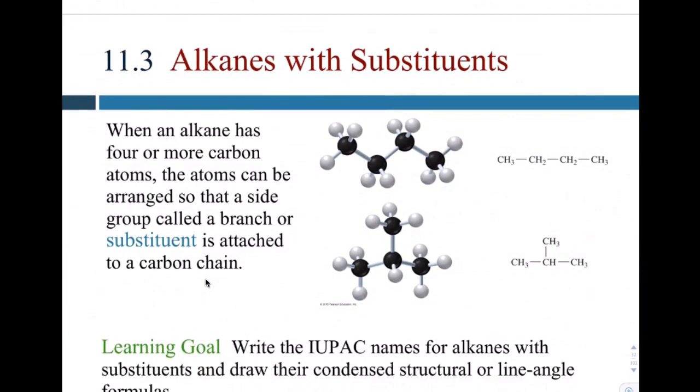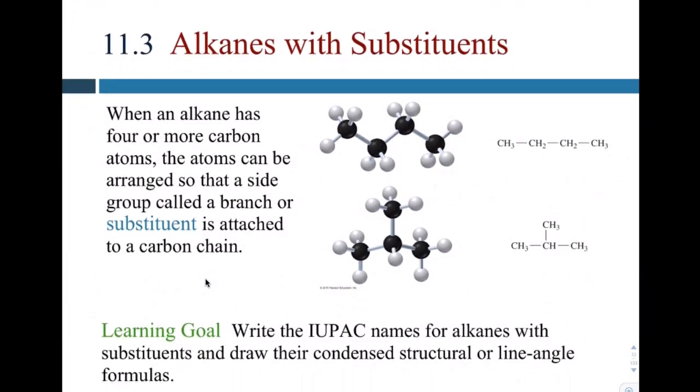Now let's say we wanted to make our alkanes a little more complicated. They're not always just going to be carbons straight up in a line together. Sometimes they're going to have substituents. So a substituent is called a side group or branch substituent. I call it a side chain. So you can have a side chain, you can have a main chain. So your side chain is whatever is not in your longest chain.